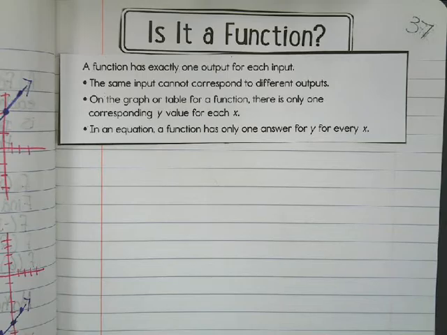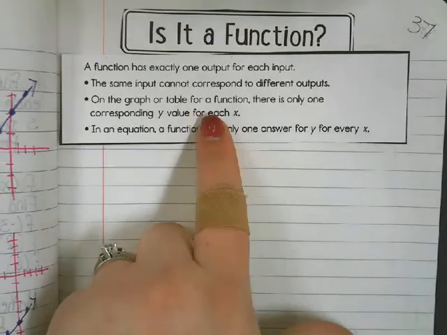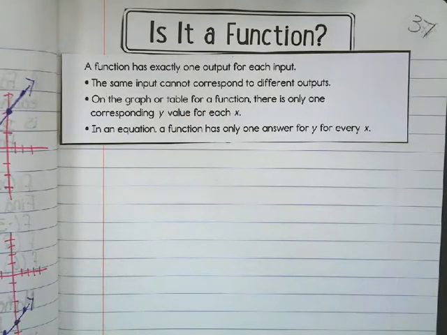So if you get like a 3, 4, and then like 2 problems later or whatever, you get like a 3, 5, you can't do that? That would not be a function. Okay? So on a graph or a table, there's only one corresponding y for each x.